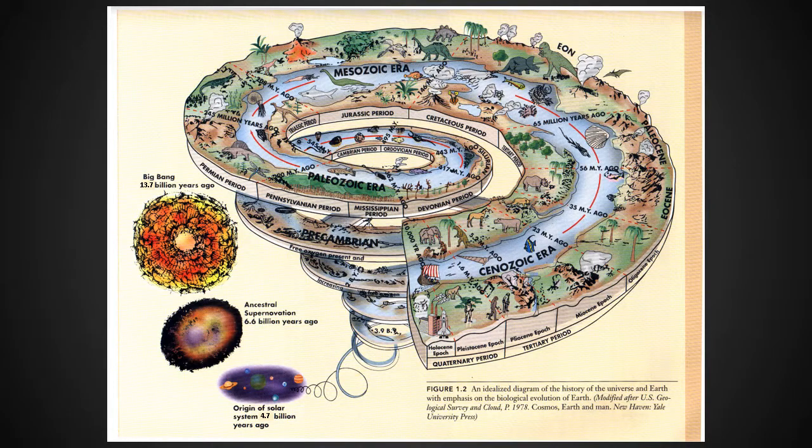This diagram shows the history of the Earth. Beginning with the Big Bang, the universe began about 13.7 billion years ago. Much later, the origin of our very own solar system was about 4.7 billion years ago. I like the spiral version of this time scale because it shows the geologic time, the geologic eras, the geologic periods, and the geologic epochs as they relate to the evolution of life on Earth.